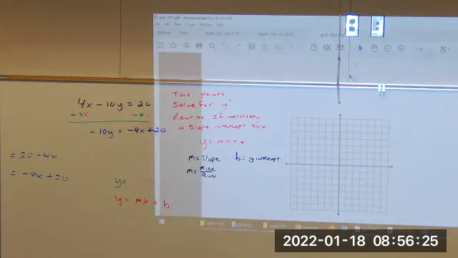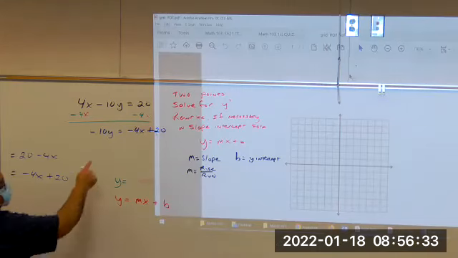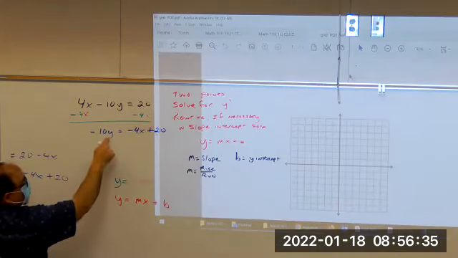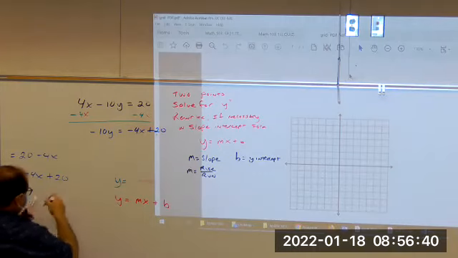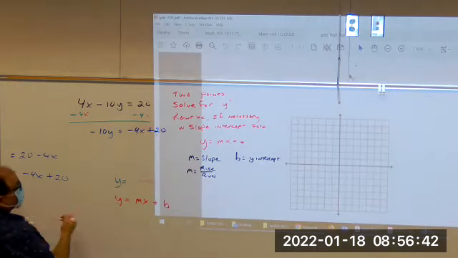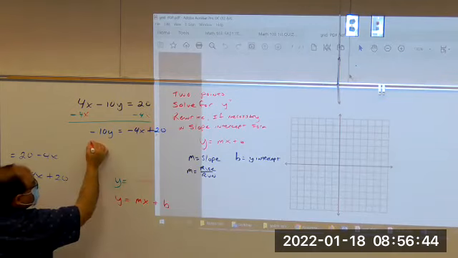Okay. Now, we don't care about negative 10y. We want positive y. So since it's multiplication, you need to undo that multiplication. It's being multiplied by negative 10. Don't write this down. It's multiplied by negative 10, so you have to divide this by negative 10.